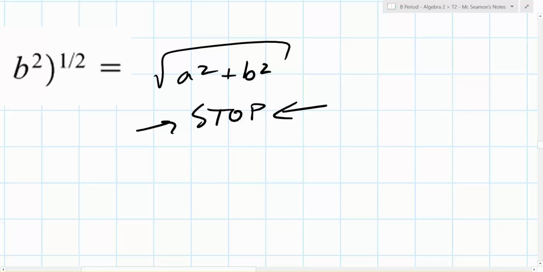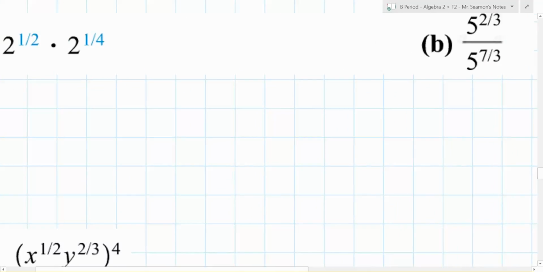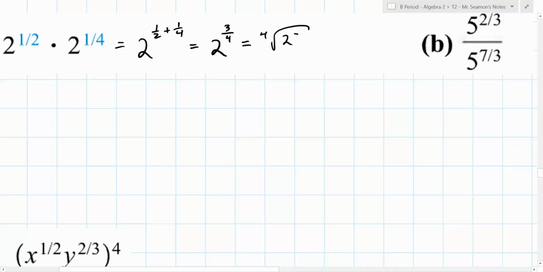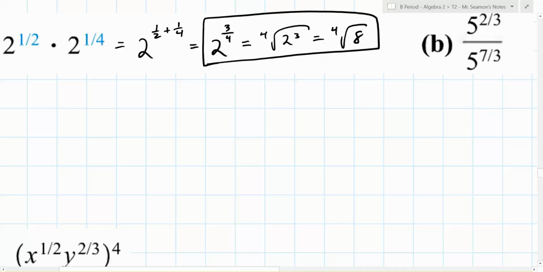Okay? Stop. So on this one right here, this is equal to 2 to the 1/2 plus 1/4. They are adding fractions. What's 1/2 plus 1/4? 3/4. So you could leave it. That would be a good final answer. There's nothing else you can really do. You could, if you wanted to, write it as the 4th root of 2 to the 3rd. Some people wrote it as the 4th root of 8. That's fine. Any one of these would be fine.